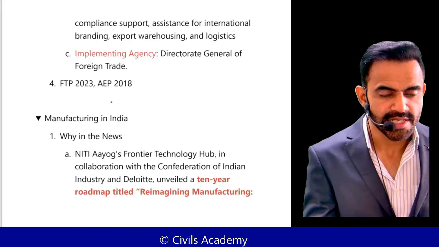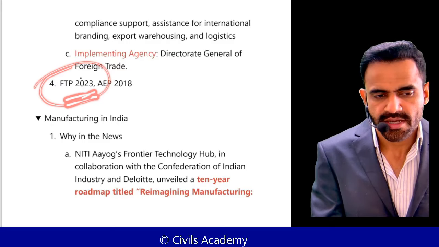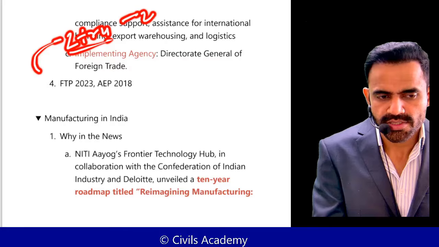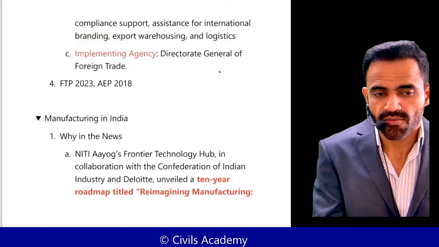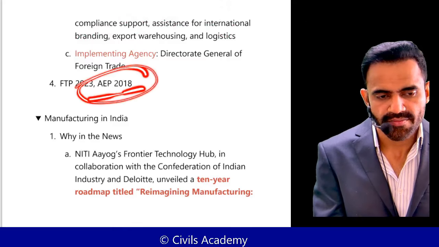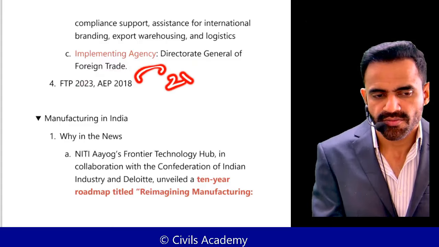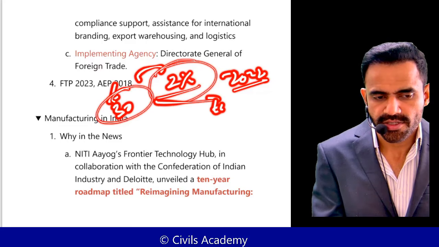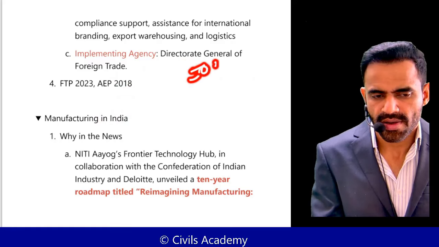Understand, as far as export is concerned, we have the Foreign Trade Policy, FTP, which was announced in 2023. The objective is to export $2 trillion by 2030. Out of that, 1 trillion will be of goods and 1 trillion will be of services. Then we have the Agriculture Export Policy. This was announced in 2018. The objective was to double the exports by 2022. At that time, it was $30 billion. So the objective was to reach 60. But as of now, our export is roughly $50 billion.